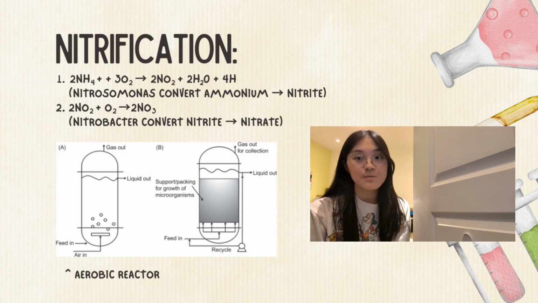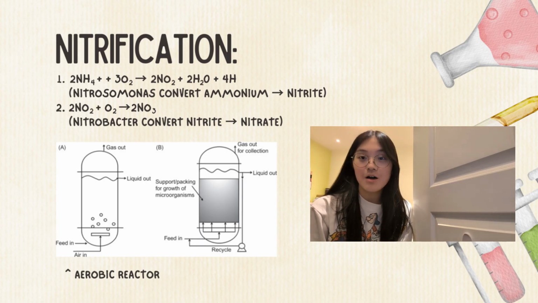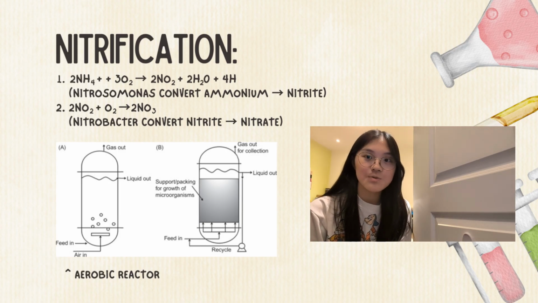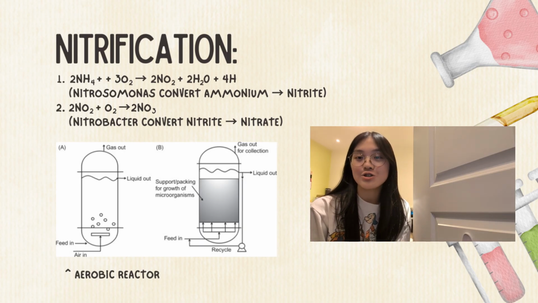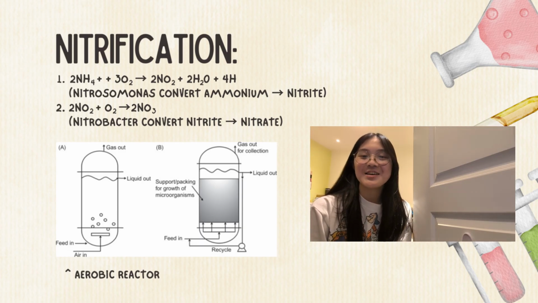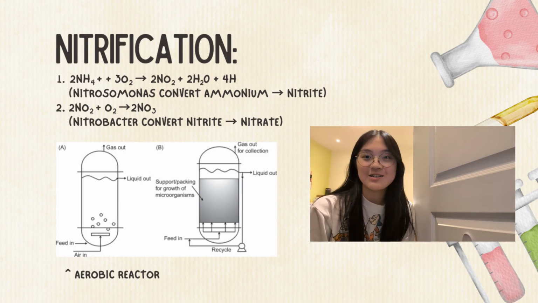So, our reactions would be ammonium combining with oxygen to give us nitrite, water, and hydrogen, and our second reaction would be the nitrite reacting with more oxygen to give us nitrate. So the first reaction would be the nitrosomonas oxidizing the ammonium to give us nitrites, and the second reaction would be the nitrobacter oxidizing the nitrite to give us nitrate.